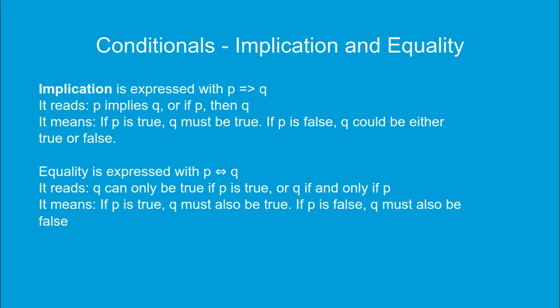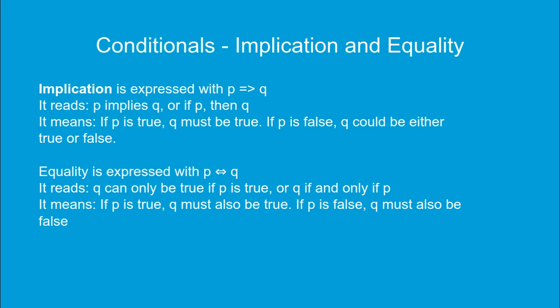Equality is expressed with the spaceship, or the double-sided arrow, and it reads, Q can only be true if P is true, or Q if and only if P. Okay? So it means if P is true, Q must also be true. And if P is false, Q must also be false. So it's the equality operator. They must be equal, in other words. Okay? That's the simple way to say it in English.